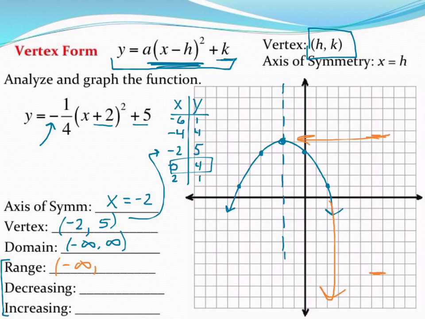The highest this graph gets to is where the vertex is, the y value of 5. And since I can actually get to 5, it is a point on the graph. I use a square bracket to say that 5 is included.